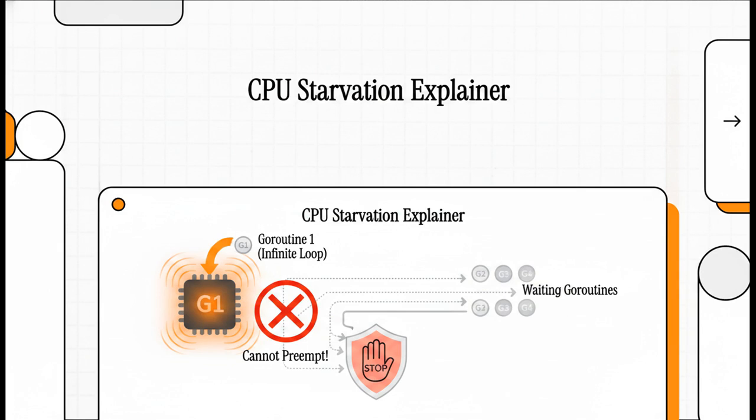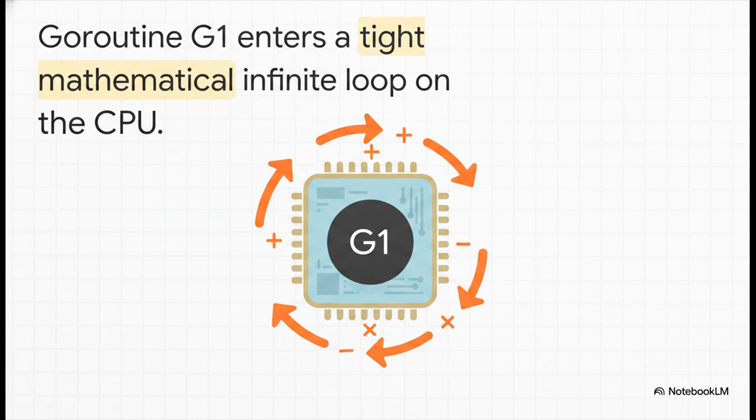Today we're going to unpack exactly how modern Go prevents this kind of CPU starvation and how it keeps your heavily concurrent applications running smoothly, literally no matter what code is thrown at it. So meet our villain for today's scenario, goroutine 1. Let's just call it G1 for short. Let's say G1 enters a tight, mathematical, infinite loop right there on the CPU. It's doing some incredibly heavy number crunching without any pauses, without sleeping, and without making a single network call. It is just spinning furiously on the execution thread, and by doing that, it is completely monopolizing that processor core.